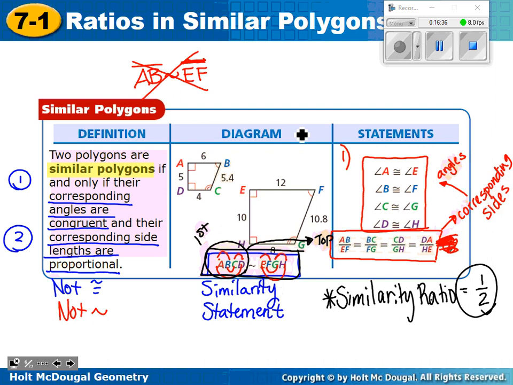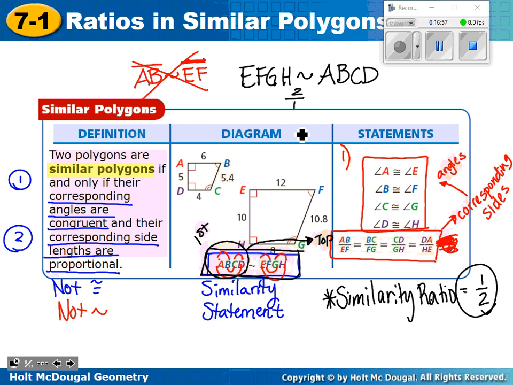But if Elena says, no, I don't want to do that, I'm going to name mine EFGH first is similar to ABCD, then her similarity ratio is 2 to 1. So how it's named affects what the ratio is.